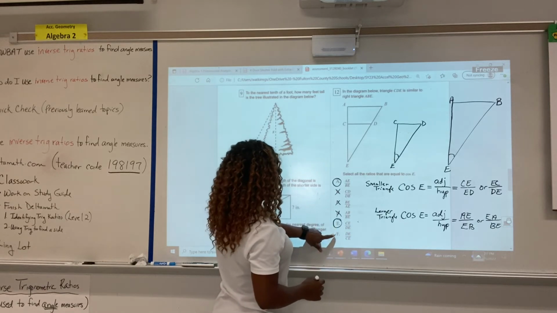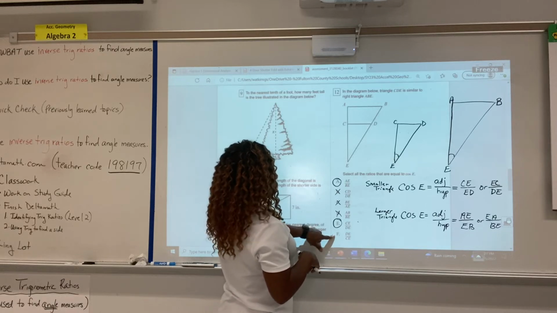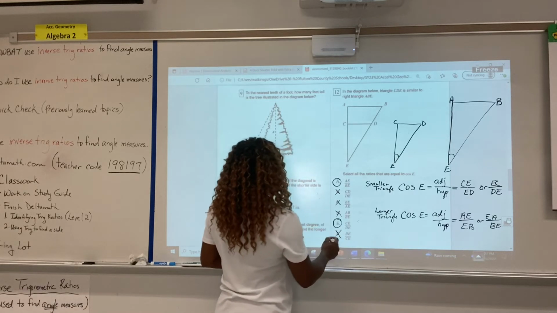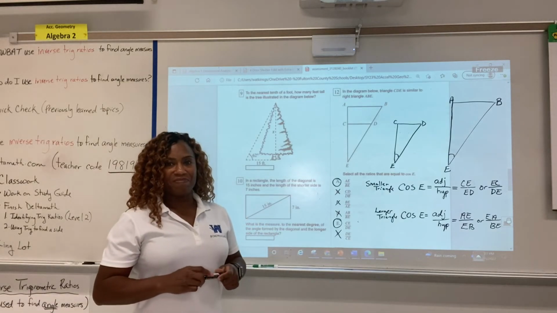And then do we have a DE as one of our numerator values or top values? We don't. So this won't work. So there's only two that are equal to cosine of E. Okay?